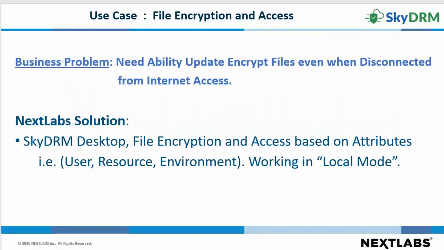Next is the use case overview. So in this use case, we're going to have a file encryption and access. So the business problem is that they need the ability to update encrypted files even when disconnected from the internet access. So the solution is the SkyDRM desktop, file encryption and access based on the attributes, i.e. the user resource environment, and working in local mode. The demo will now follow.